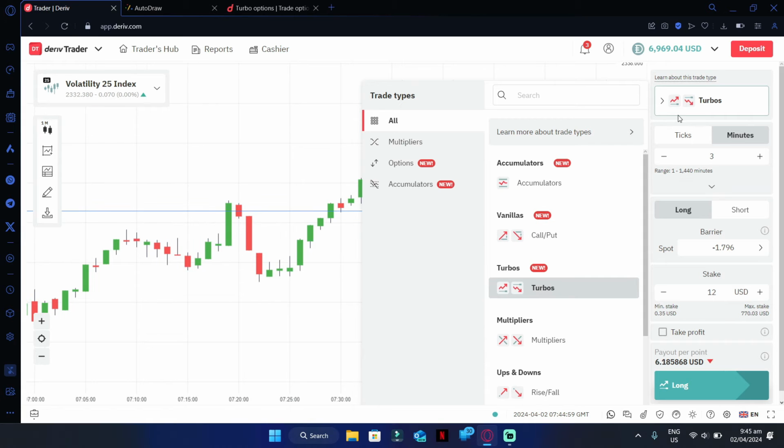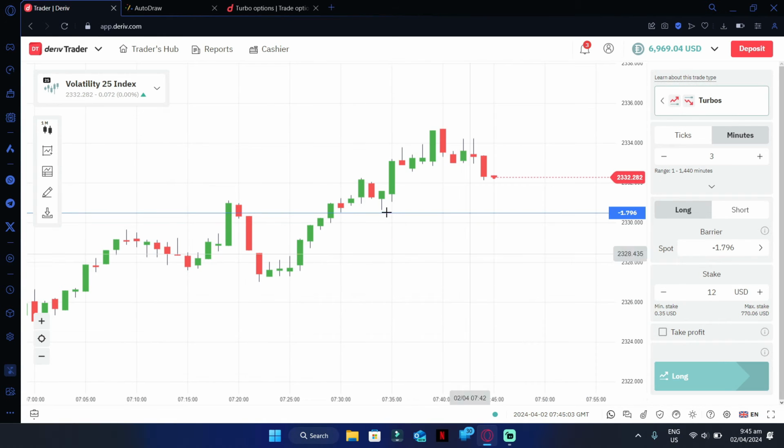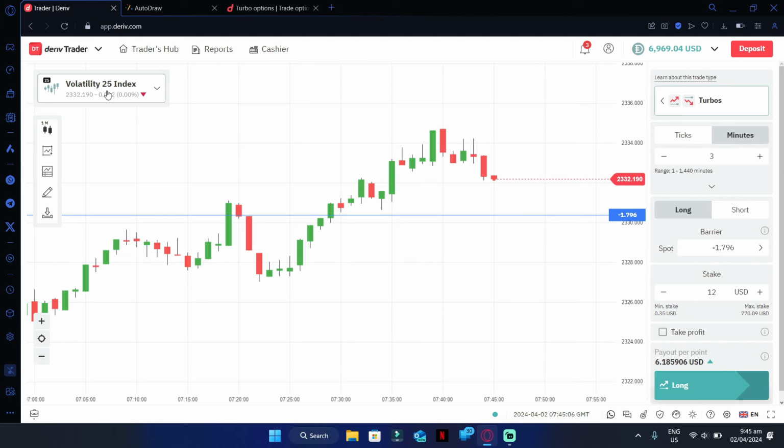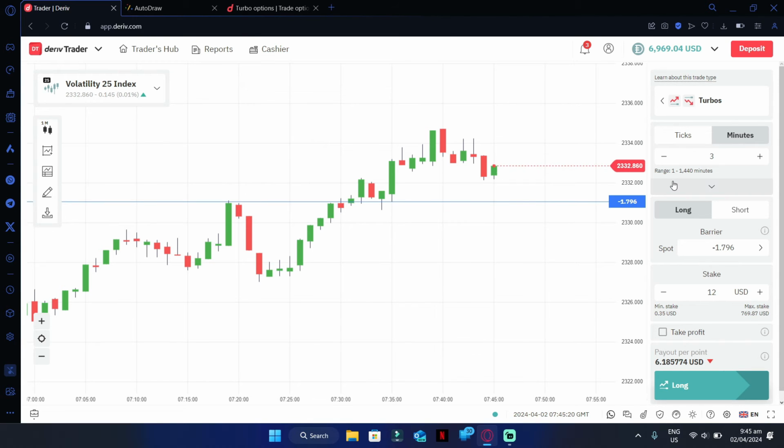All you need to do is log into DTrader and click on tables. Then choose what you'd like to trade, for example volatility 25. The level here, the blue line, is the barrier. We're going to choose minutes. For now, you can choose between 1 and 1440, so 1 minute up to a year. So you can have a trade running for almost a year.